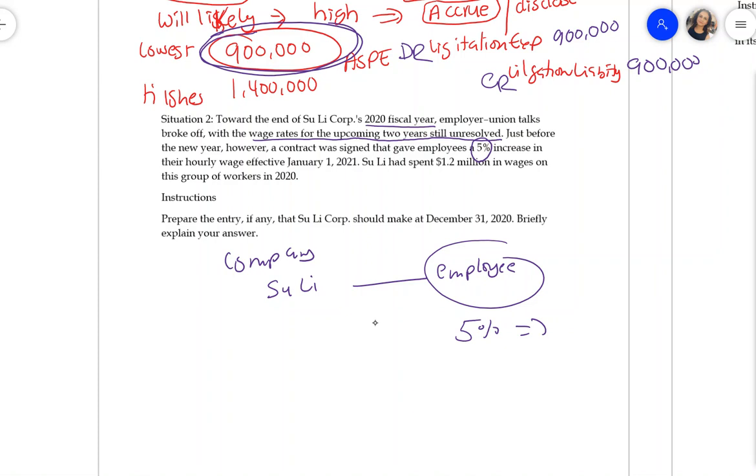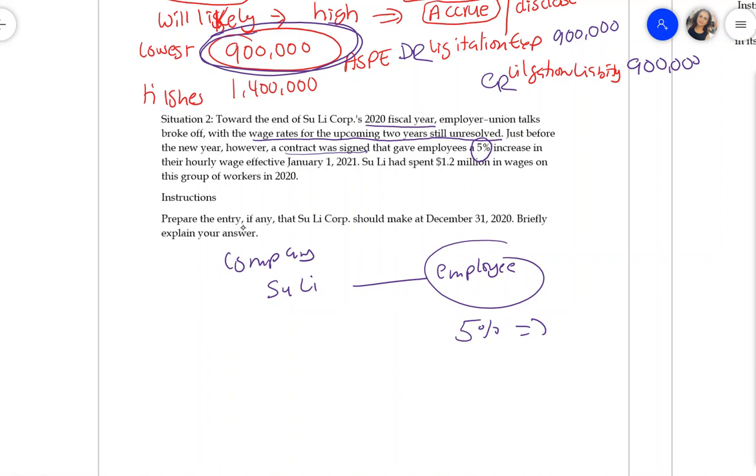There's no lawsuit here. In this case there was just an unresolved dispute. This was not a lawsuit. However, the contract was signed, so they reached an agreement. The company decided to give the employees a 5% increase. So they're asking, what do we do with this?